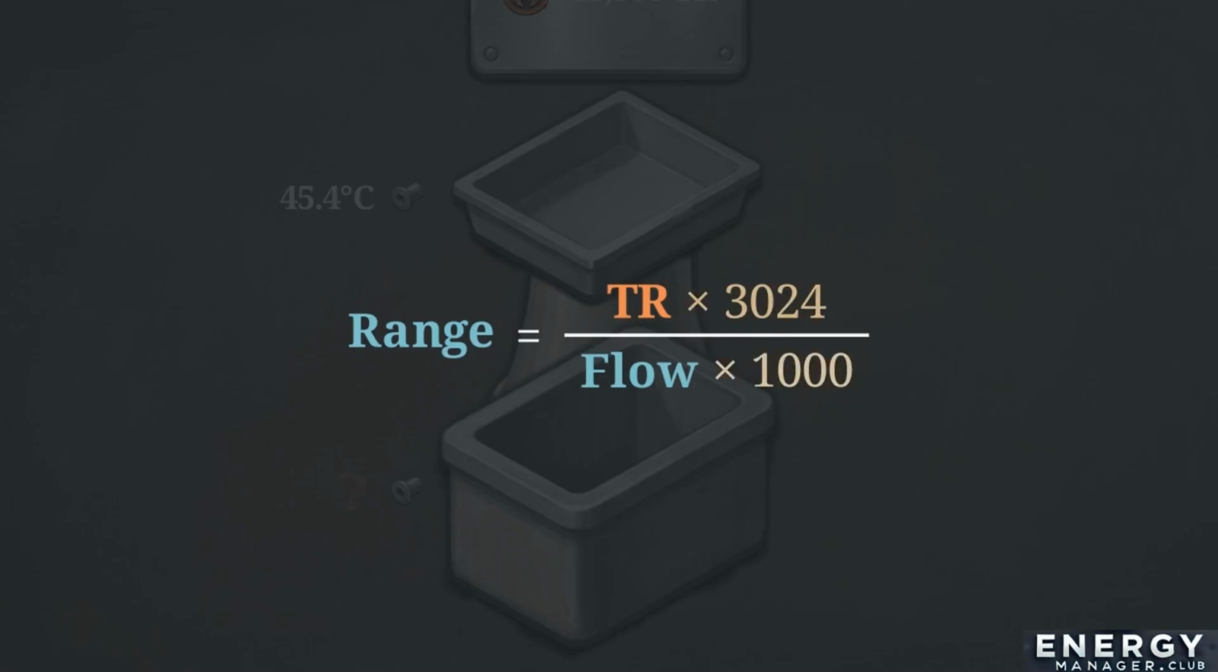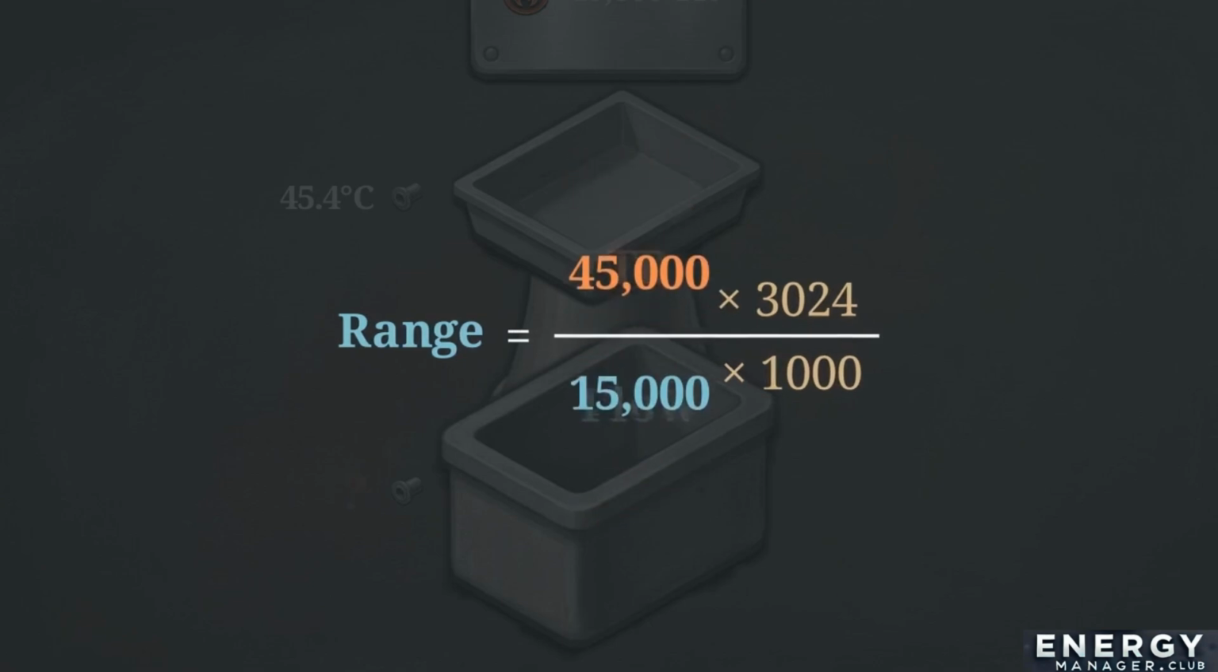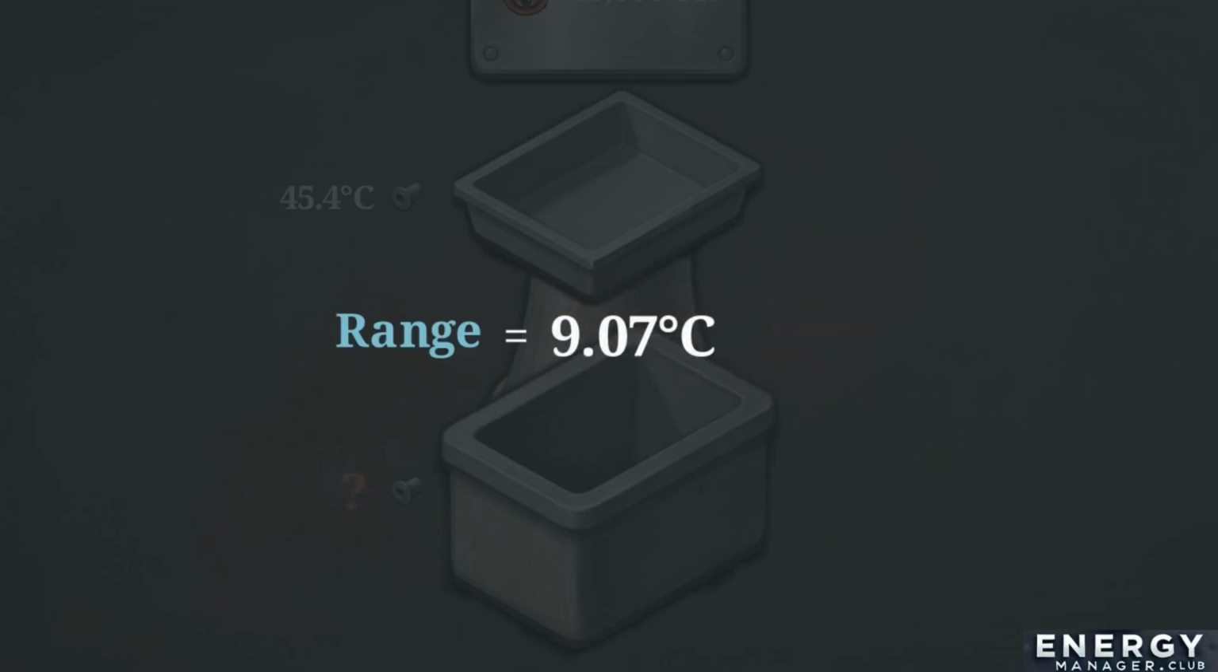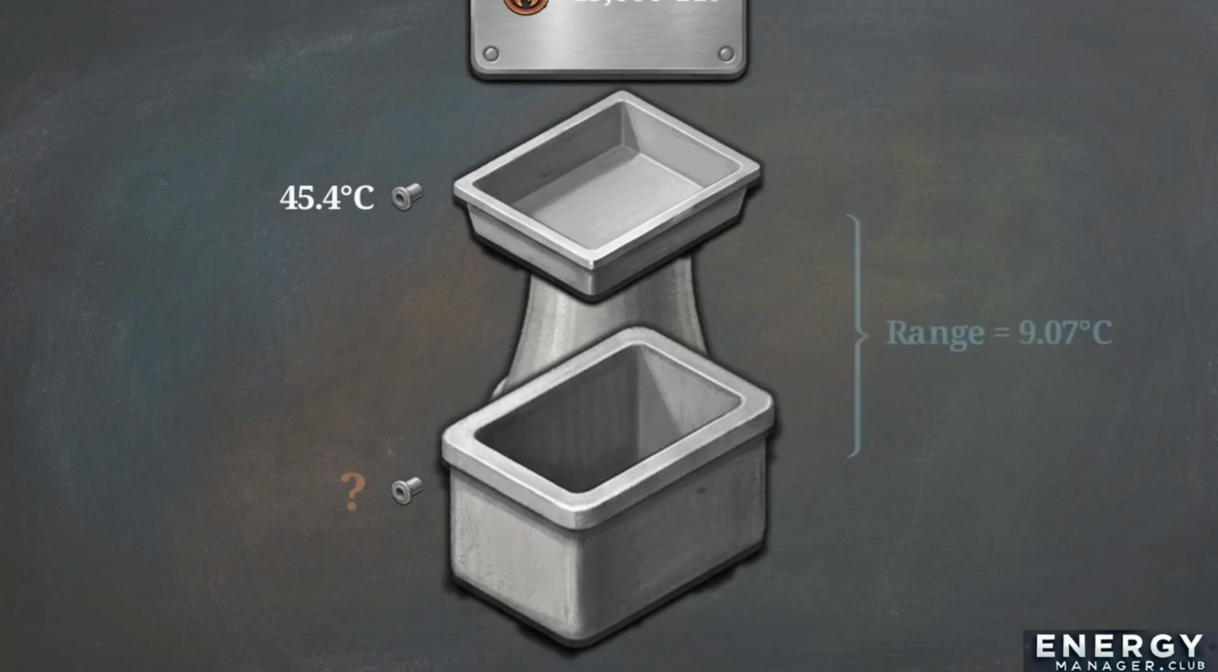Let's run the numbers. We plug in our 45,000 TR on top and our total flow of 15,000 cubic meters per hour on the bottom. We calculate an actual range of 9.07 degrees Celsius. With the range established, we calculate the final cold water outlet temperature. Subtracting that 9.07 degree drop from our mixed hot water temperature of 45.4 gives the cold water state, 36.3 degrees.